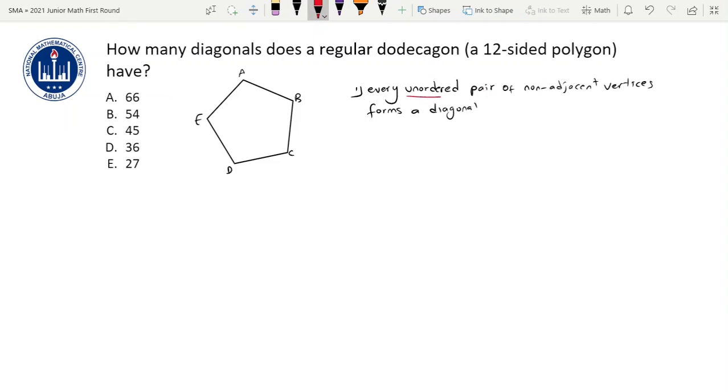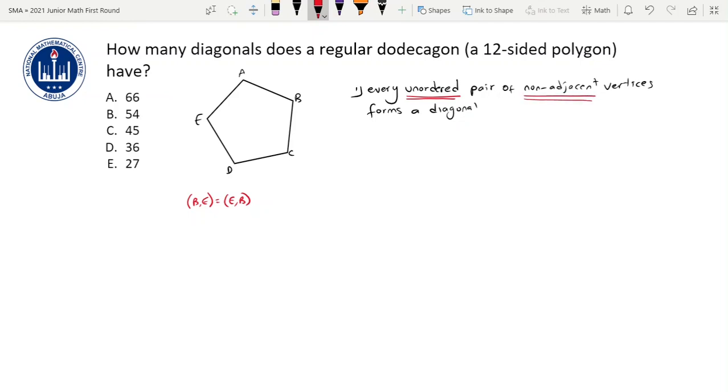So by unordered, we mean that what vertex comes before which does not matter. For example, the pair BE is the same as the pair EB. Since we're saying that the order doesn't matter, that's what unordered means. And then the second term we used here was non-adjacent.